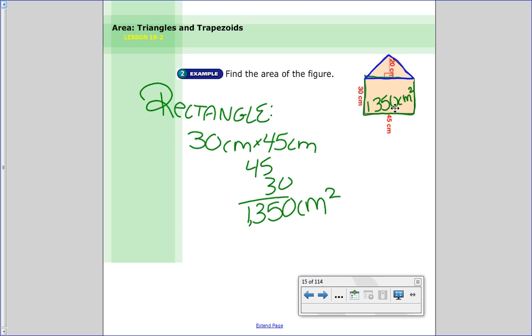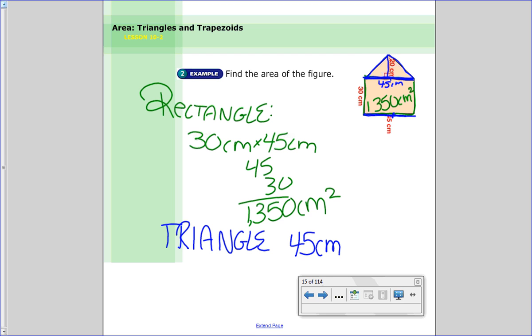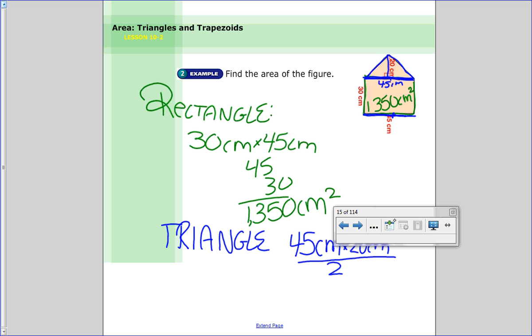Now we need to do the triangle. So we need to take a look and try to figure out what that is. Looking at it, because this is where it meets up, I know this is a base, but they don't give me a number for the base. So what do we do? Well, what's really nice is this is also part of this rectangle, and rectangles have corresponding sides. So whatever this one is, so is this one. So if this is 45, well, so is the other side. So I have 45 centimeters for a length, and then my height is 20 centimeters. Then if I divide by 2, I'm going to know what the area of that triangle is.